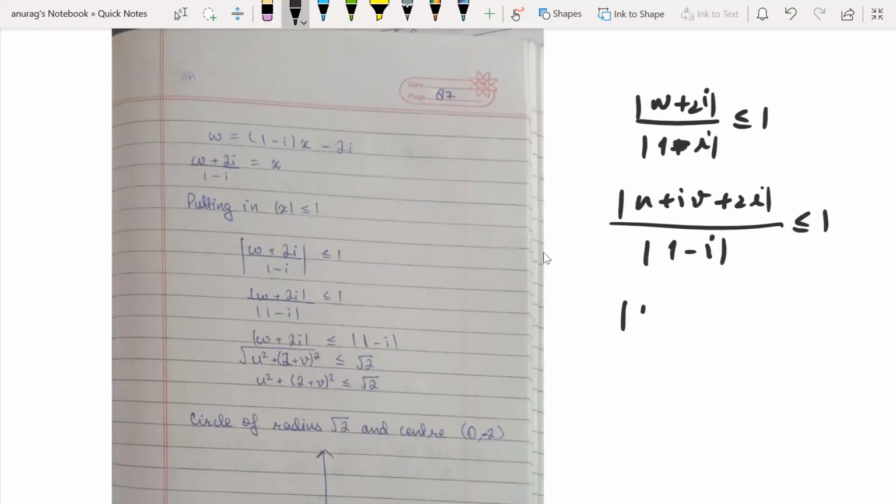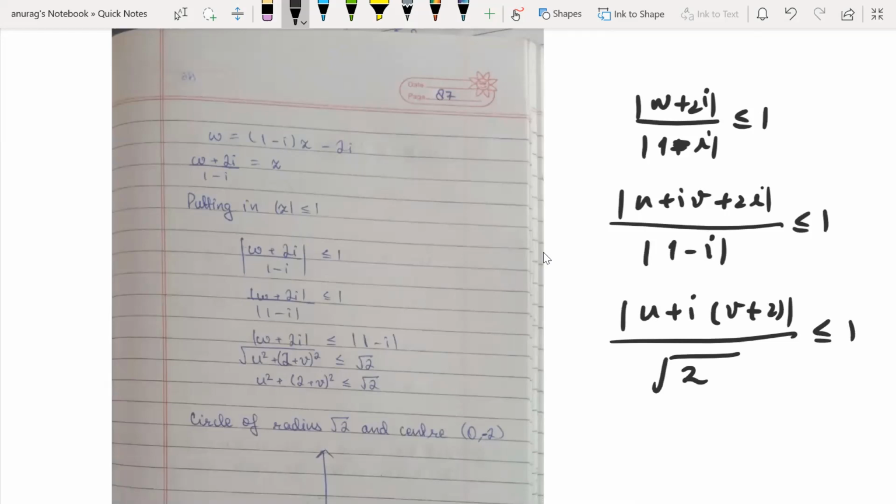So collect real and imaginary. u plus i, v plus 2, over mod of 1 minus i, which will be root 2, less than equal to 1. So it will be under root u square plus v plus 2 whole square less than equal to root 2. Squaring both the sides because both the sides are positive, u square plus v plus 2 whole square less than equal to root 2 square.